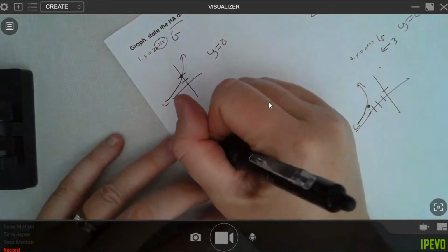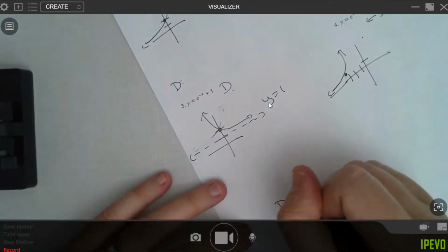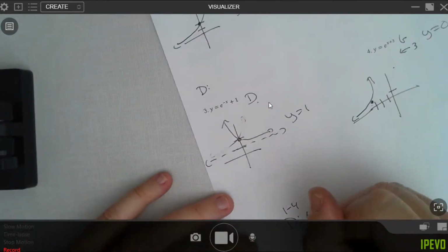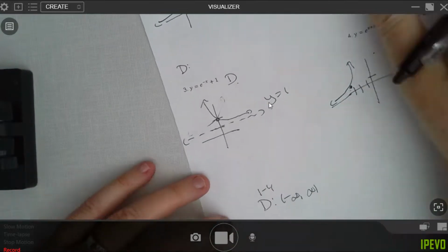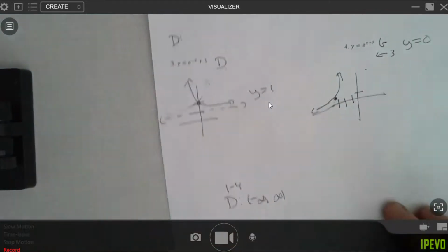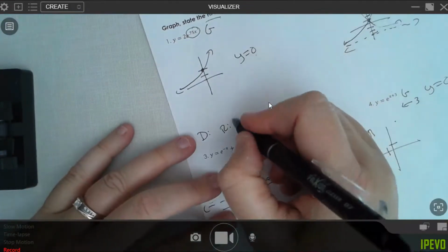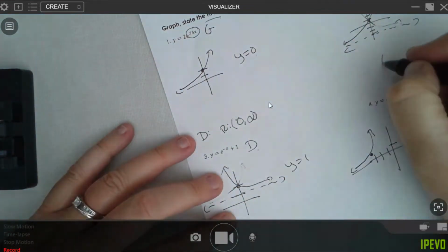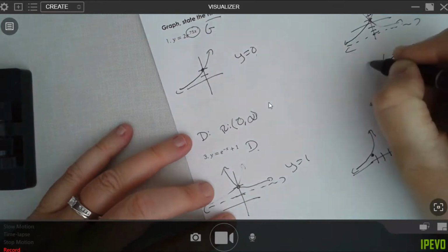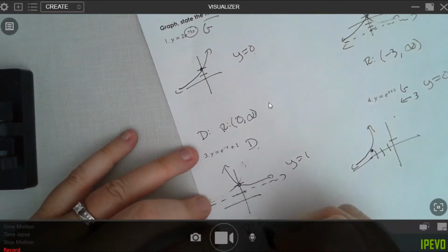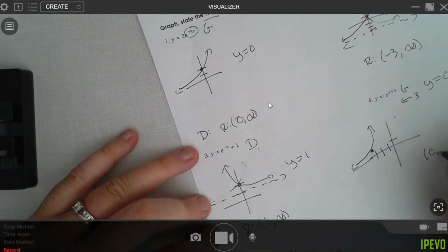So my domain for all of them, because I'm lazy, I'm going to say domain for 1 to 4 is negative infinity to infinity. All right, so domain on all of them, know that. The range on this is just your k to infinity. Then with parentheses, 0 to infinity, negative 3 to infinity, 1 to infinity, and 0 to infinity.